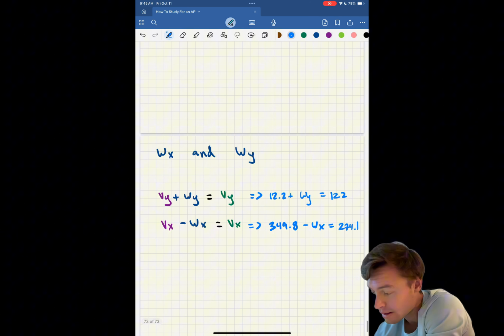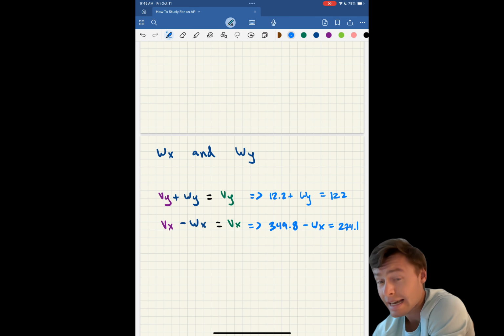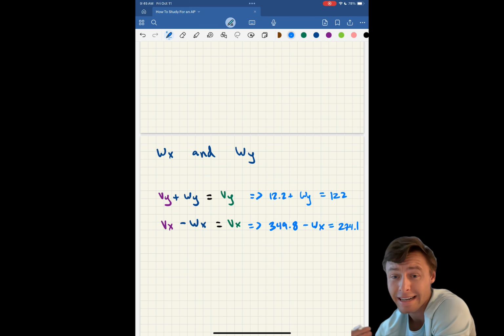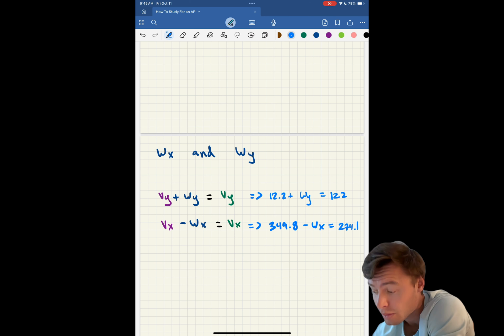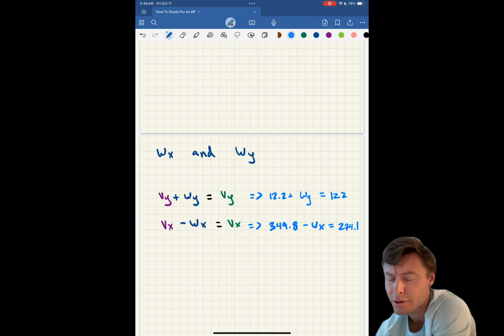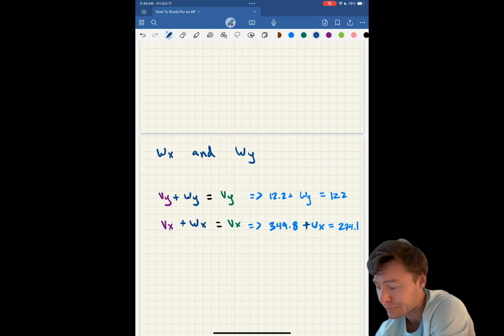Okay. And now, you know what? I said this is a minus, but let's actually do it as a plus. And then when we get a negative number for wx, we'll know that that negative number just means something. And what does it mean? It means the direction of the wind. So we'll do them both as pluses, which is just going to give us a negative number for wx. Okay. So let's go ahead and solve this now.